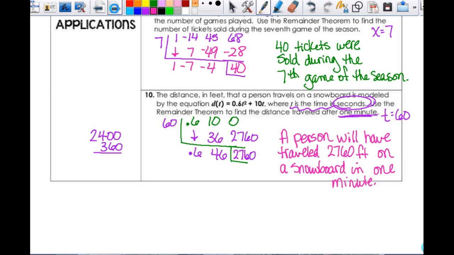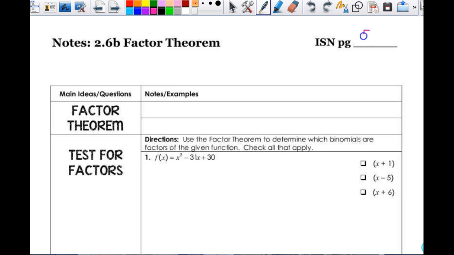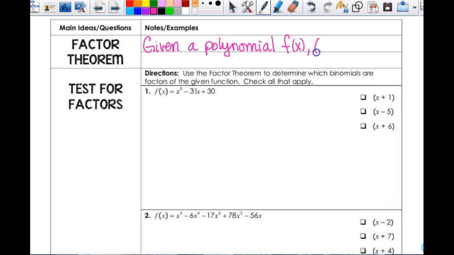And then you're going to have to remind me what page it goes on. 54, thank you. So we talked about the remainder theorem. Now we're going to talk about the factor theorem. The factor theorem says, given a polynomial f of x, x minus c is a factor if and only if f of c equals 0.